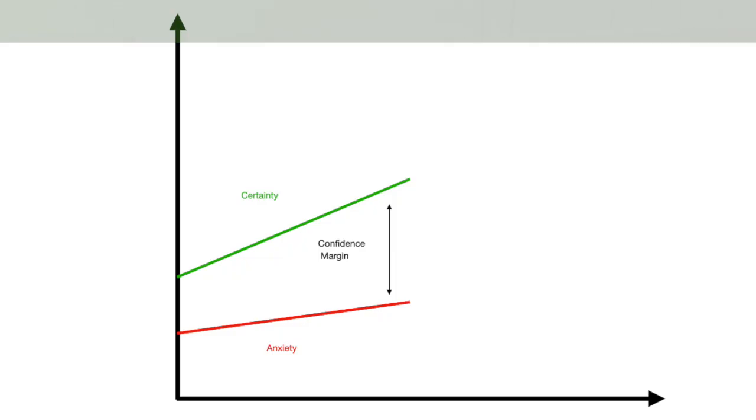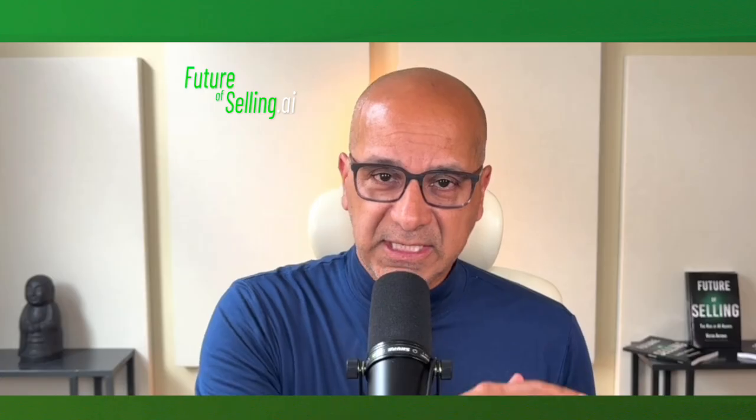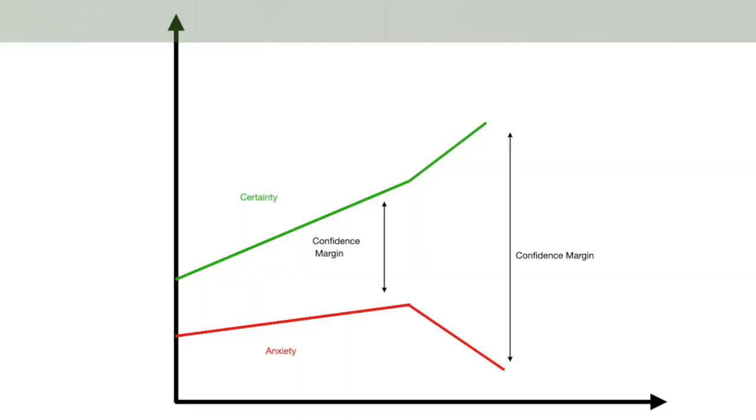Now, let's replace revenue with certainty. Let's replace cost with anxiety. So again, you've got certainty and anxiety. Now, if you have a lot of certainty and low anxiety, the difference between that is called a confidence margin. Yes, I made that up, right? A confidence margin. And our goal is to increase certainty and reduce anxiety of buying, and that increases the confidence margin.